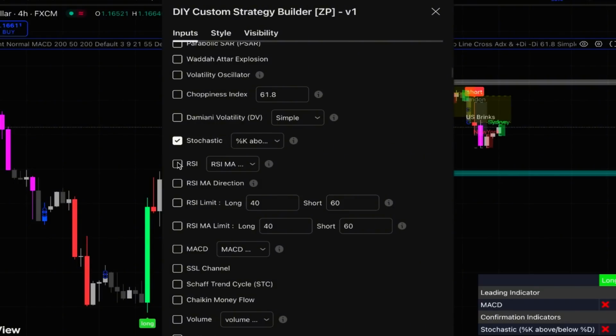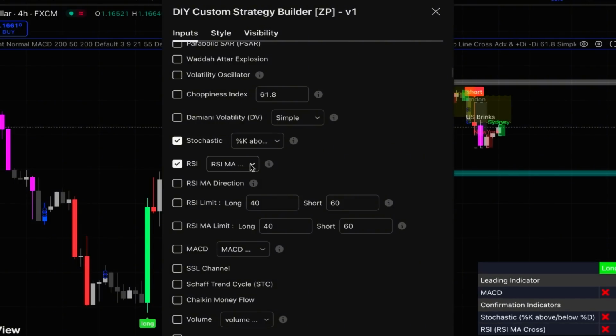Then here we turn on RSI, and for the condition we want the RSI line to be above the center line for the buy signals and below the center line for the sell signals. So here we choose RSI level, and this gives the condition based on 50. In case you want to use other levels of RSI instead, you should choose this one, and here you can define your desired levels of RSI.